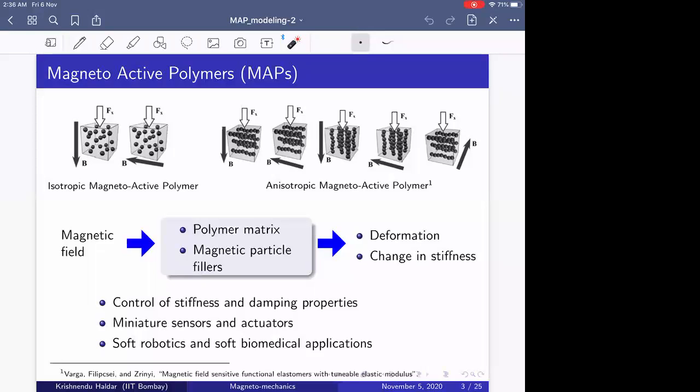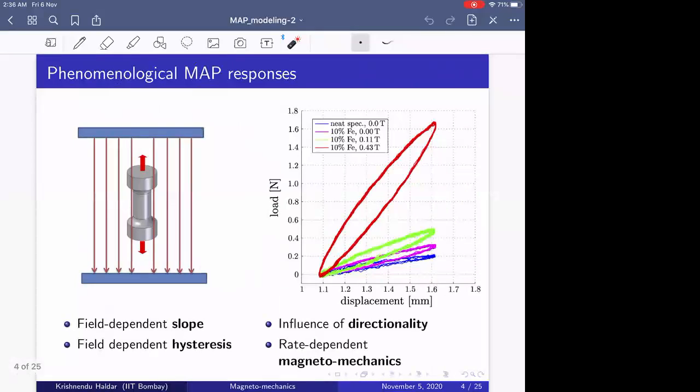So this is the microstructural perspective of this material, and let's see how this material behaves phenomenologically. Here on the left-hand side, the schematic diagram presents how you are doing the testing. This is your testing specimen with the magneto-active polymers, and you are applying a magnetic field in a specific direction. In this particular study, the applied traction and the direction of the applied magnetic field are aligned.